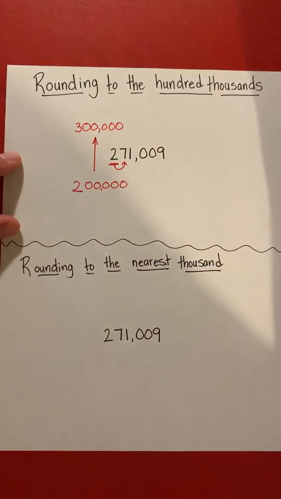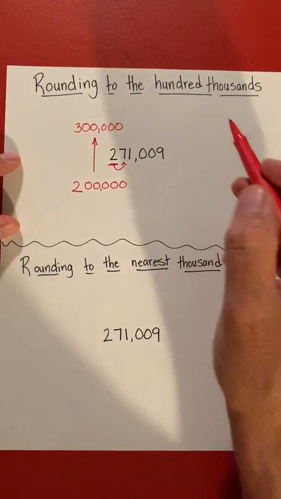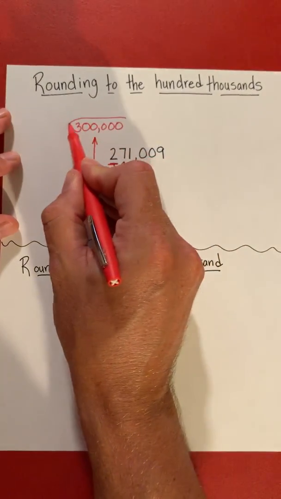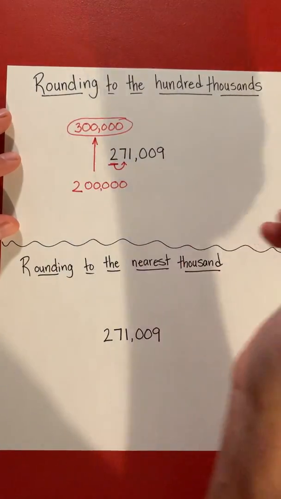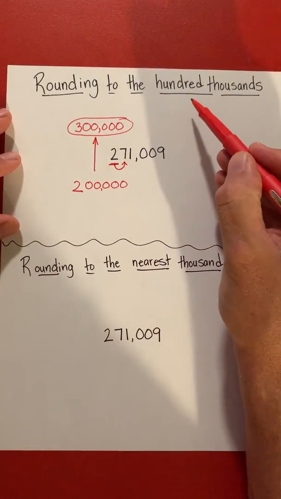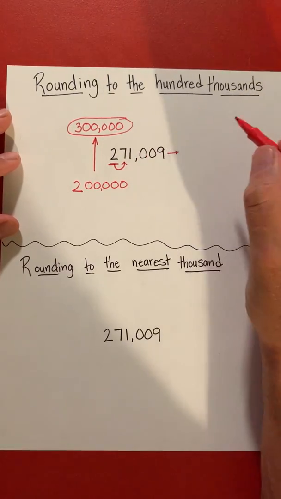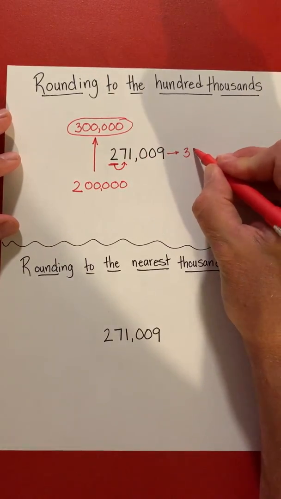By drawing that arrow, we have also found what we will round 271,009 up to. We'll circle that answer. If we are rounding 271,009 to the nearest 100,000, we would round that up to 300,000.